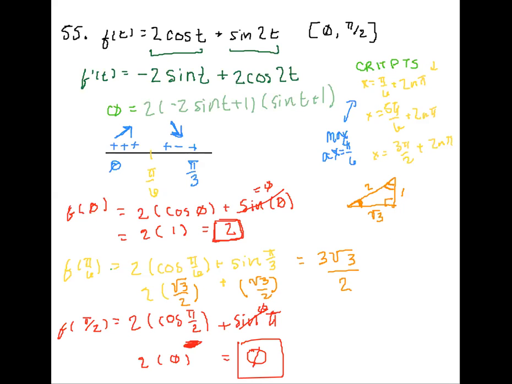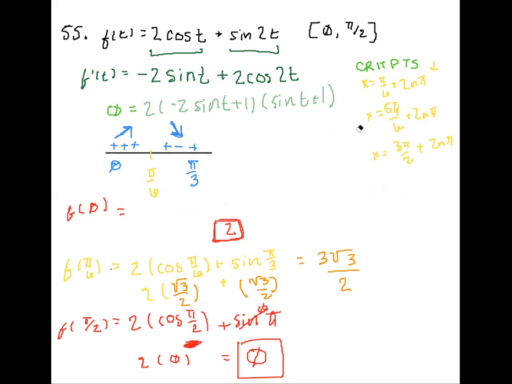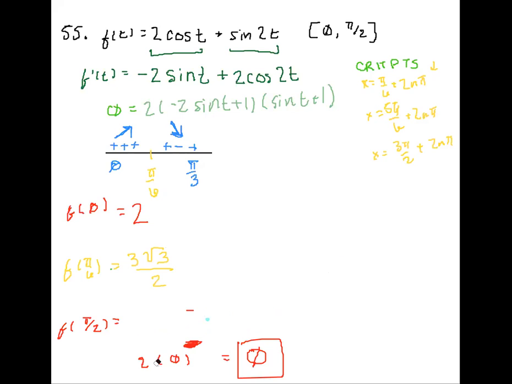So I'm going to clean this up just a little bit more so that I can get this in a position where I can use it. So f of 0 is equal to 2. f of pi over 6 is equal to 3 root 3 over 2. And f of pi over 2 is going to be equal to 0.